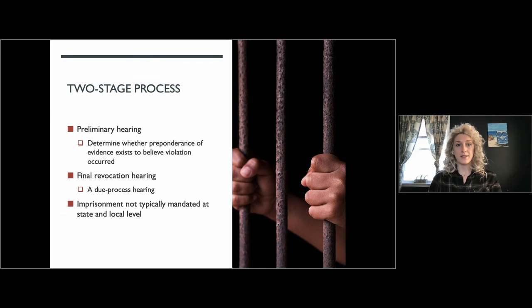Typically, imprisonment is not going to be mandated at the state and local level for a revocation. The offender can have their probation modified. They can have additional conditions put in place. These are all additional options rather than going to imprisonment for a revocation. And the offenders can actually waive that preliminary hearing if they want to quicken their proceedings and just go to the final revocation hearing.